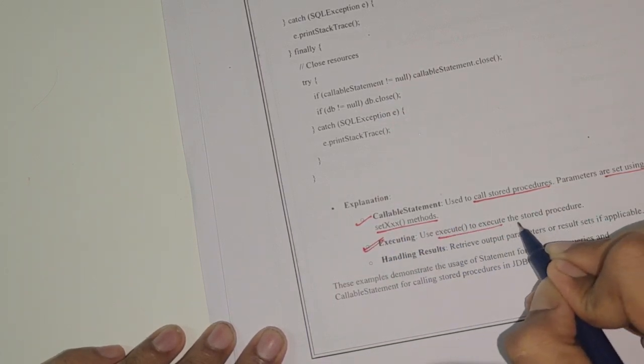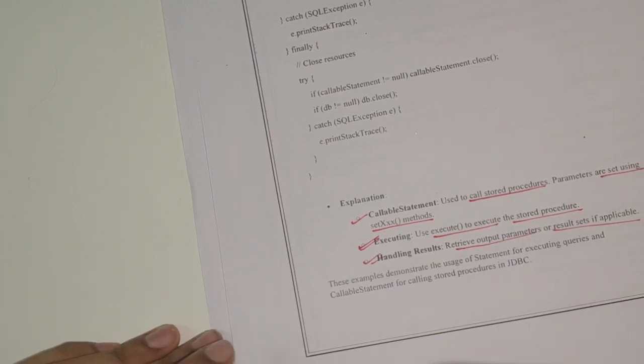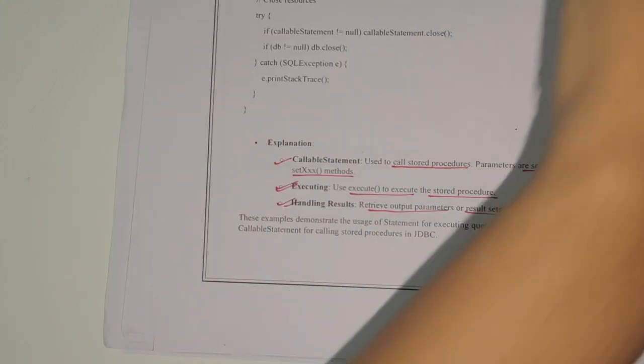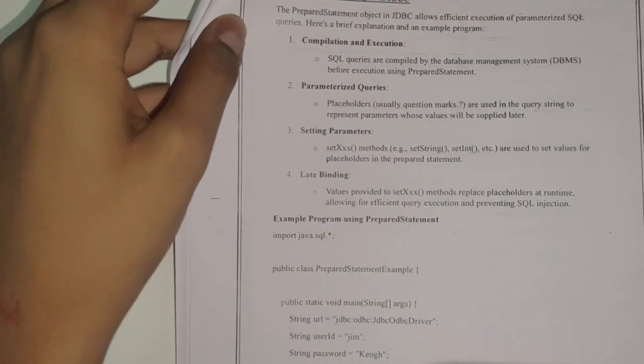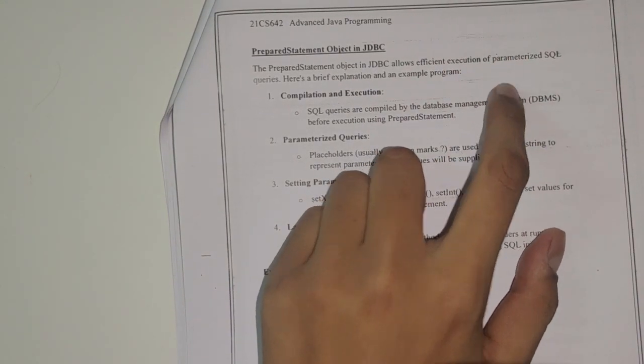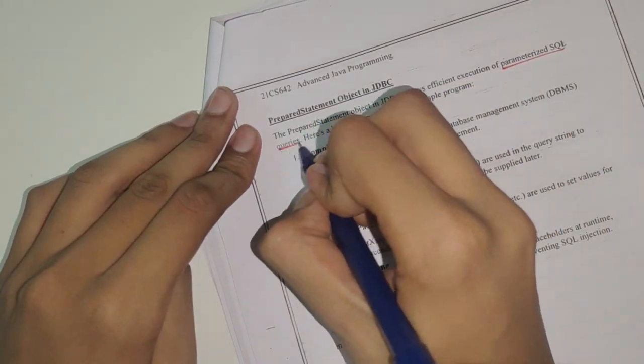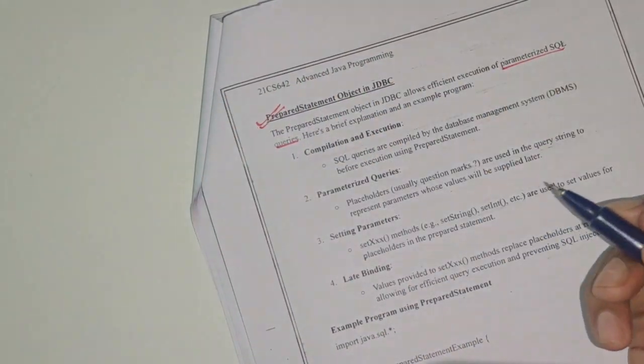Use the execute method to call the stored procedure, handle the results, and retrieve output parameters if applicable. Moving forward, prepared statements. What is a prepared statement? Prepared statements in JDBC allow efficient execution of parameterized SQL. If you have a parameterized SQL, then it is very essential to use prepared statements.